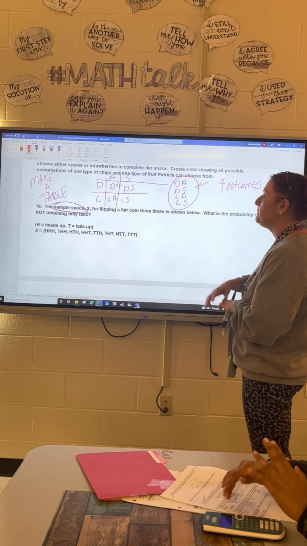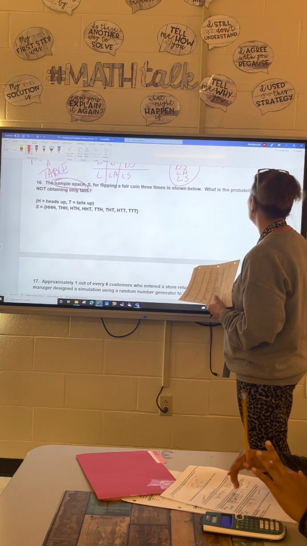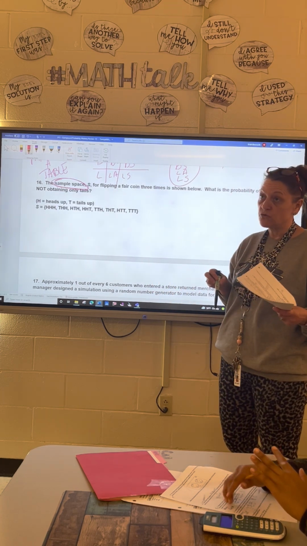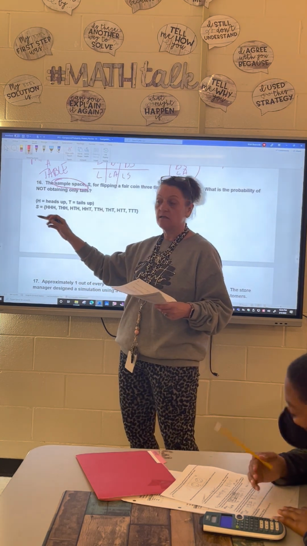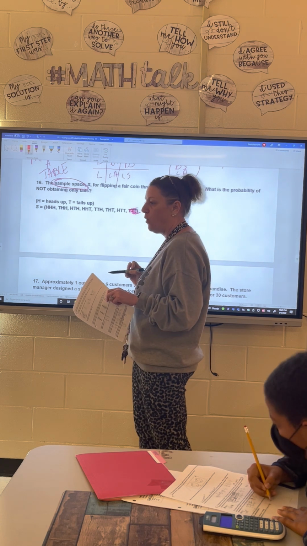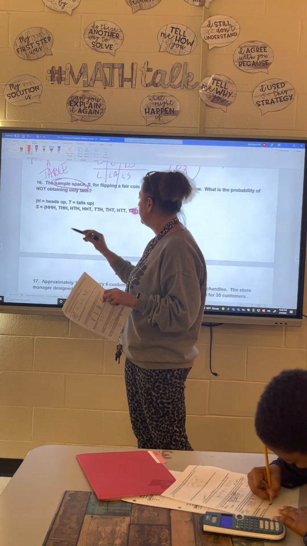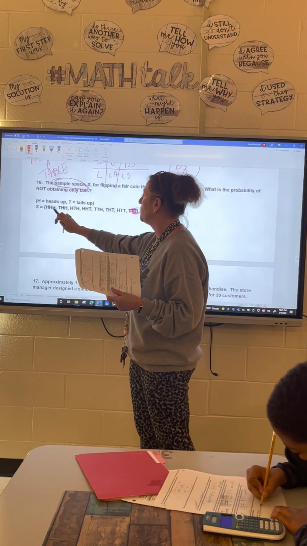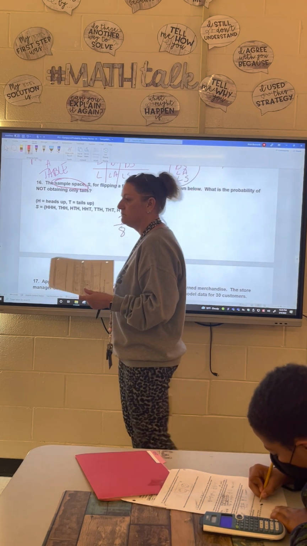The sample space S for flipping a fair coin 3 times is shown below. What is the probability of not obtaining only tails? Well, it's showing you the sample space. Basically, it's made you a list. We do not want tails only. So I'm going to scratch that out. So the probability of not obtaining only tails is 7 out of 8.